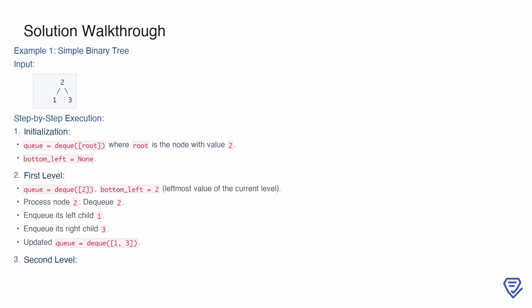Moving to the second level, we update the bottom_left value to 1, as it is the leftmost node at this level. We process node 1 by dequeuing it, noting that it has no children to enqueue. Similarly, we process node 3, which also has no children. At this point, the queue is empty, so the algorithm terminates and returns the bottom_left value, which is 1.